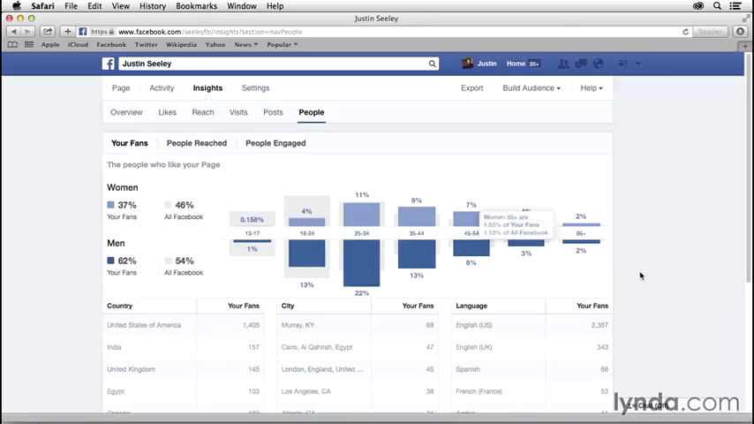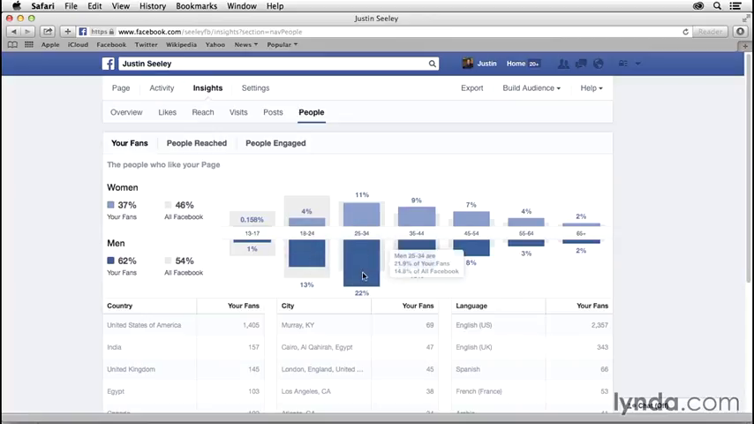So for instance, I have quite a bit more 45 to 54-year-olds than Facebook does as a whole. Same thing for 35 to 44-year-olds for females. I'm a little bit under in the 25 to 34 demographic. I'm way under in 18 to 24, and I don't even register in 13 to 17. Same thing for males here. I'm just not doing it quite right in the 13 to 24 market.